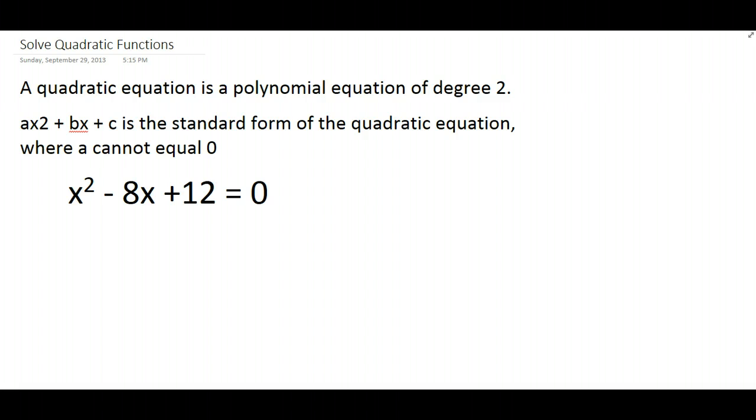This is the second video for section 0-3 Precalc. We're on page P10, P11. What we're going to be talking about is solving quadratic functions.